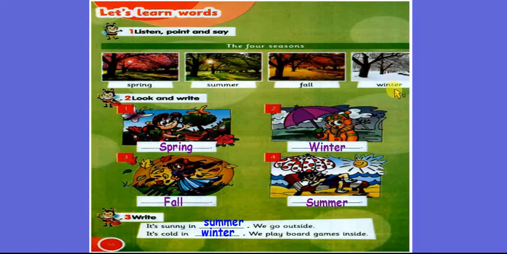Winter, that's where the weather is cold and snowy, rainy. The weather is so cold. Look at this girl. Yeah, she's holding the umbrella to protect her from the rain and the snowflakes.